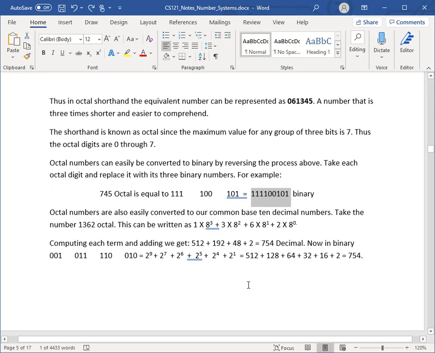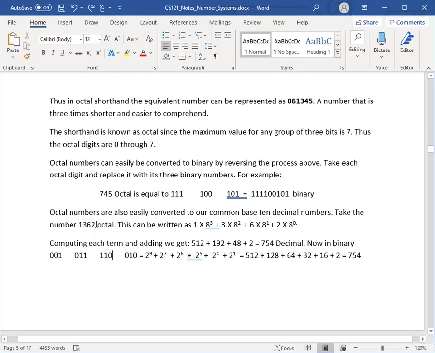You can also directly convert this to decimal if you want to. Now, we just saw up above that if we have a binary number, we can use powers of 2 to convert that to decimal. If you have an octal number, let's suppose we have 1362, then you can use powers of 8 in order to convert that back to decimal.